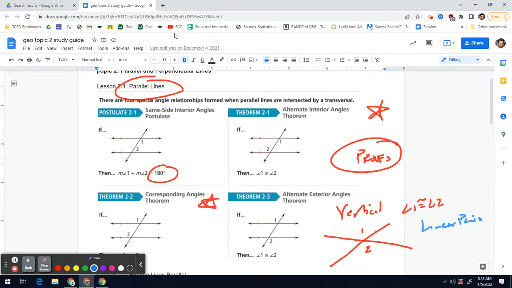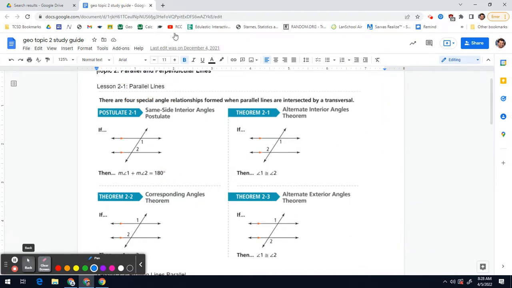Linear pairs are also formed when lines intersect, but they are the adjacent angles. So say angle 1 and say angle 3. So now angle 1 and angle 3 are a linear pair. They're going to be supplementary. So angle 1 plus angle 3 equals 180. Right? And again, these do not require parallel lines like you see up here. So be aware of those 2 other angle pair relationships.